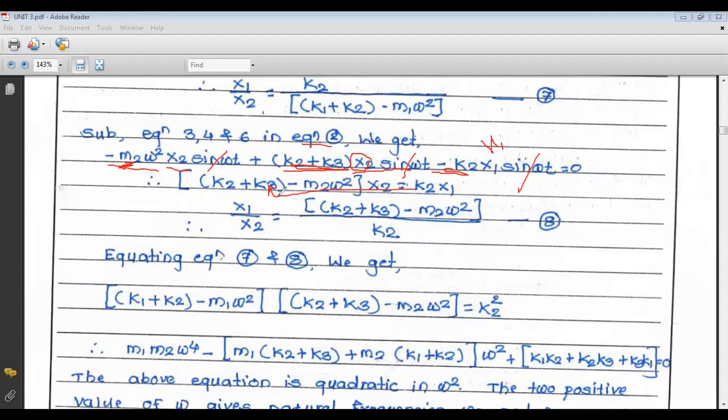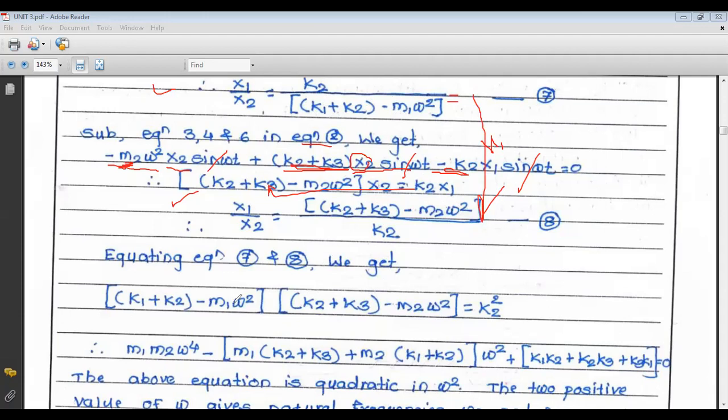Now from equation 7 and 8, the left hand side is the same, that is x1 upon x2. Therefore we can equate equation number 7 and 8. By equating them and cross multiplying, the first expression equals the second. After cross multiplication we get k2 square on one side, and k1 plus k2 minus m1 omega square multiplied with k2 plus k3 minus m2 omega square.